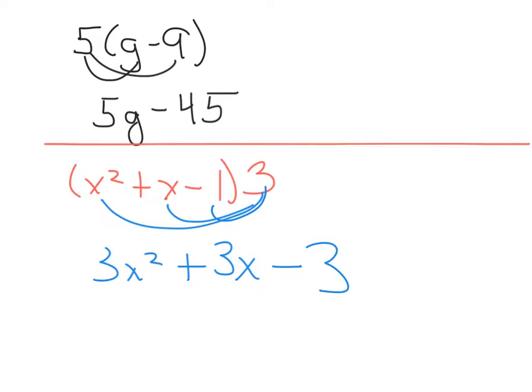You're multiplying every single term inside the parentheses by the number or the variable, whatever it may be, on the outside. And of course, if we had any like terms, we would combine them at the end to simplify as much as possible. In this case, we don't have any like terms because this x is to the power of 2 and this x is to the power of 1. So those are not like terms and they can't be combined. But if there were any, we would combine them.